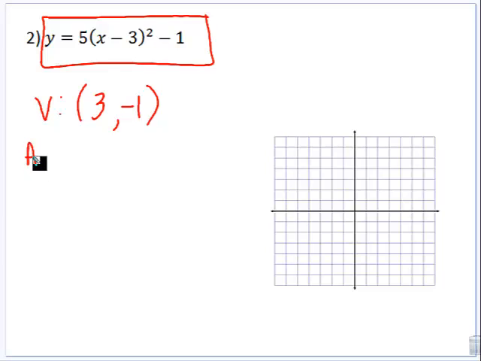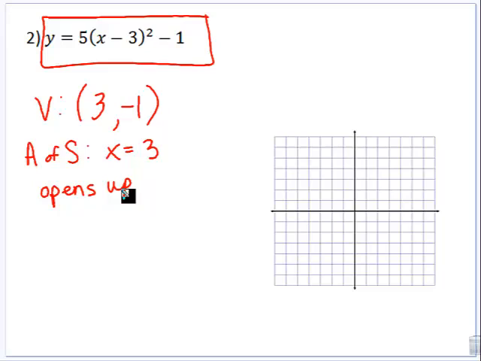Okay, my axis of symmetry. 3, but we want to write it as an equation. So we would say x equals 3. And which way will this open? So what's the a value? 5. Is that positive or negative? Positive, so this will open up. Is that okay?